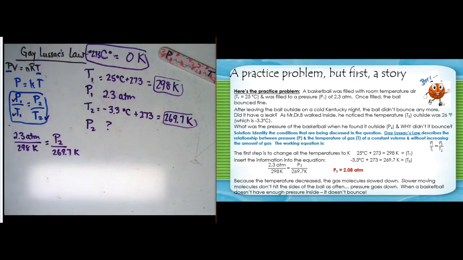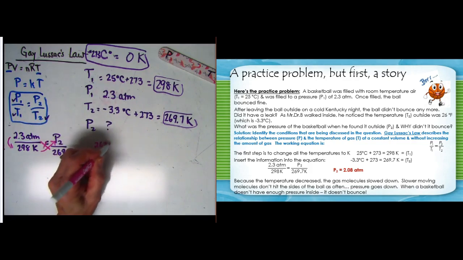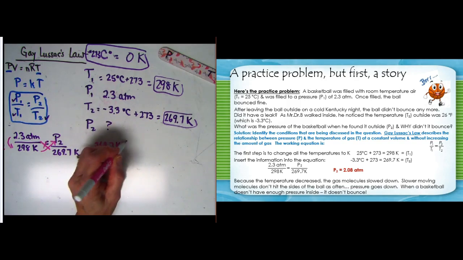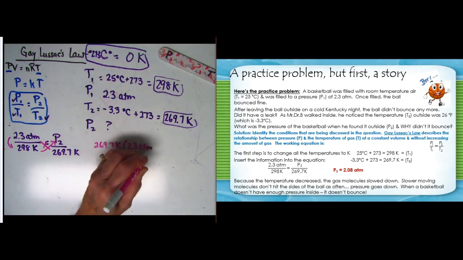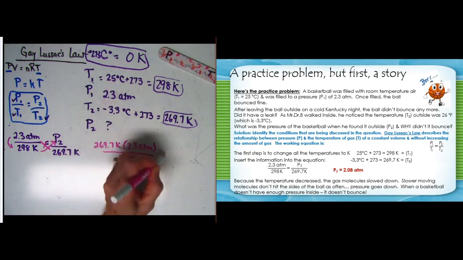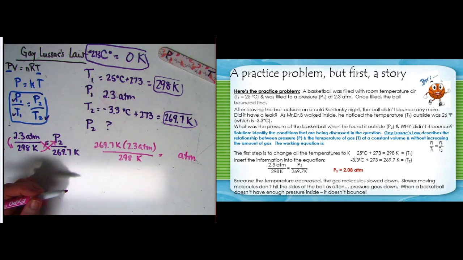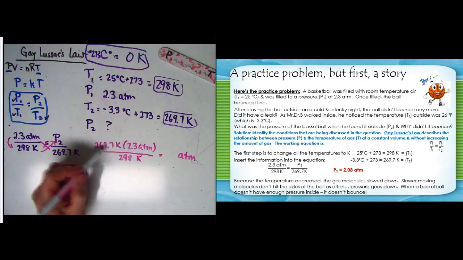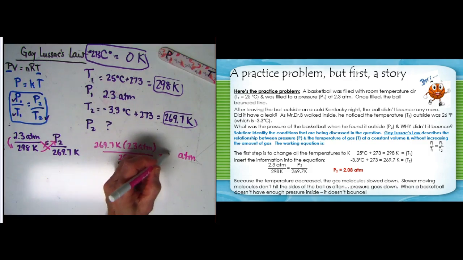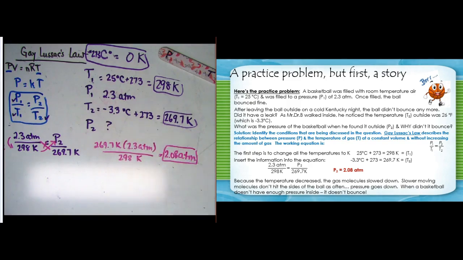Again, I like to just multiply, divide, and then say it equals. All right? So what am I going to do? I'm going to take 267.9 Kelvin times 2.3 atmospheres, and then I'm going to divide it by 298 Kelvin to get my answer in atmospheres. All right, when I do that, these two multiplied, divided, I'm going to get an answer of 2.08 atmospheres. So that's how this problem is going to work.